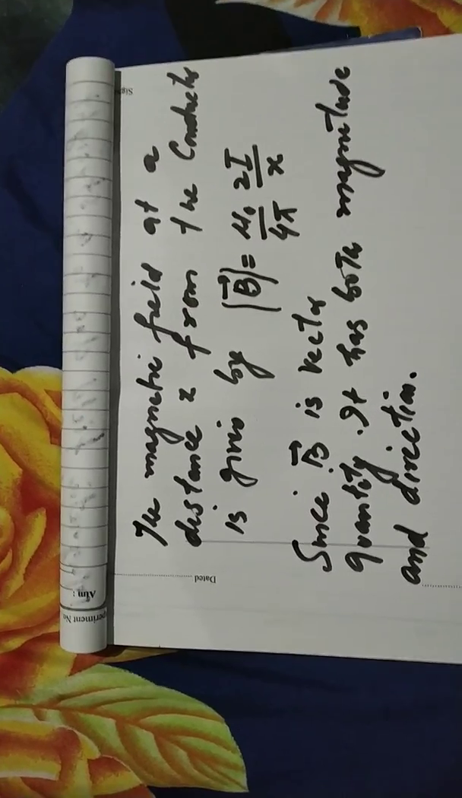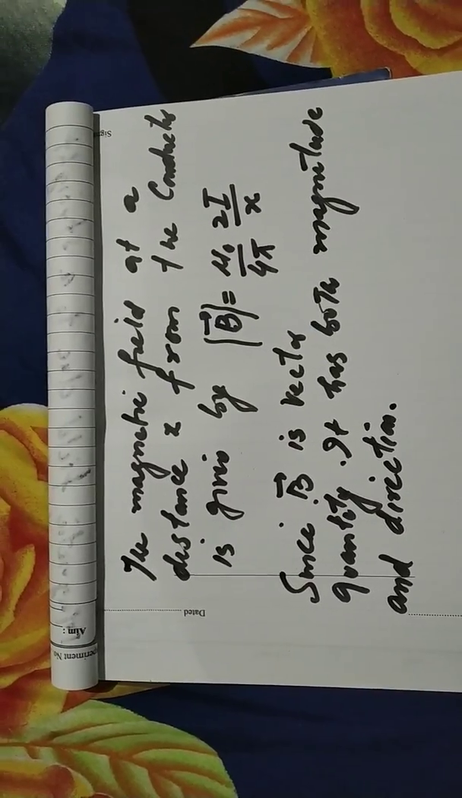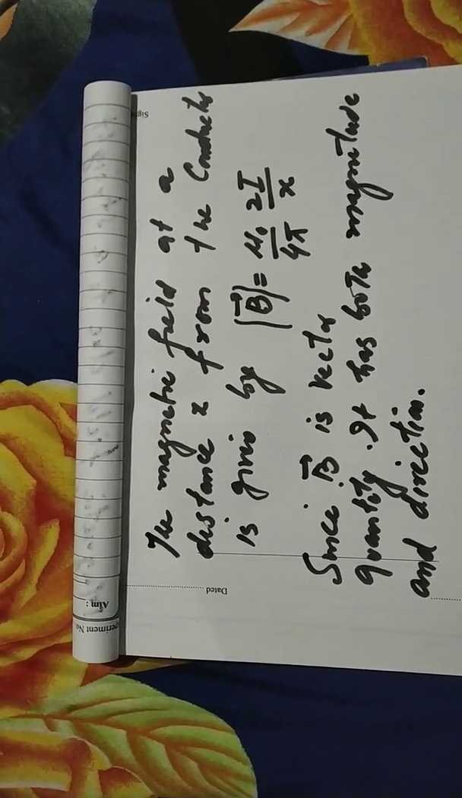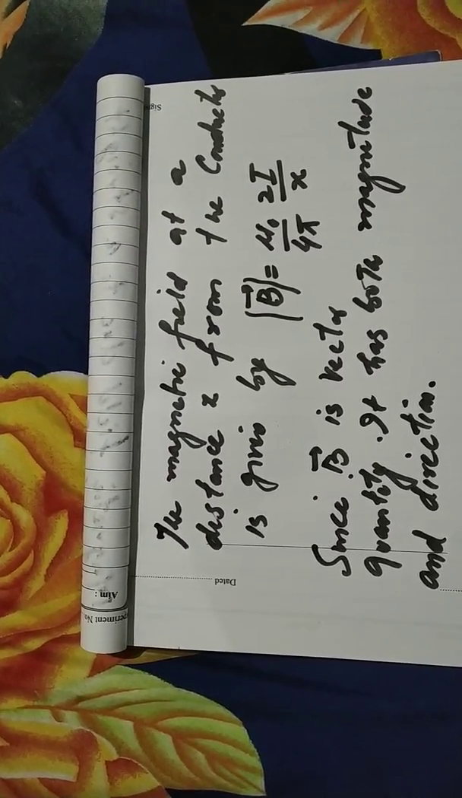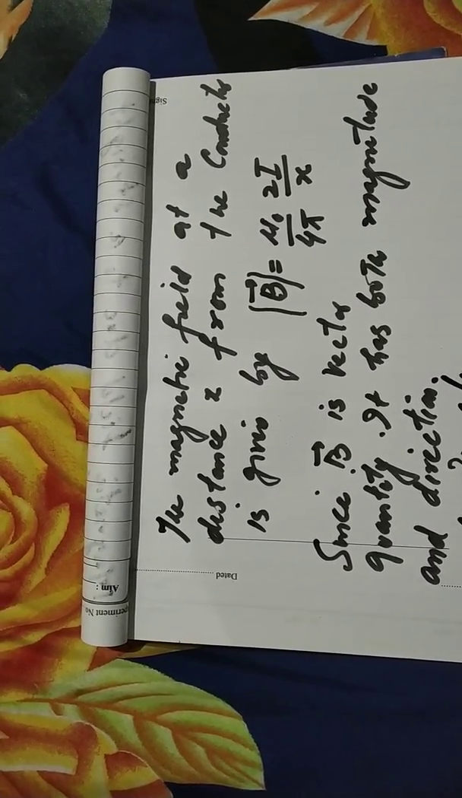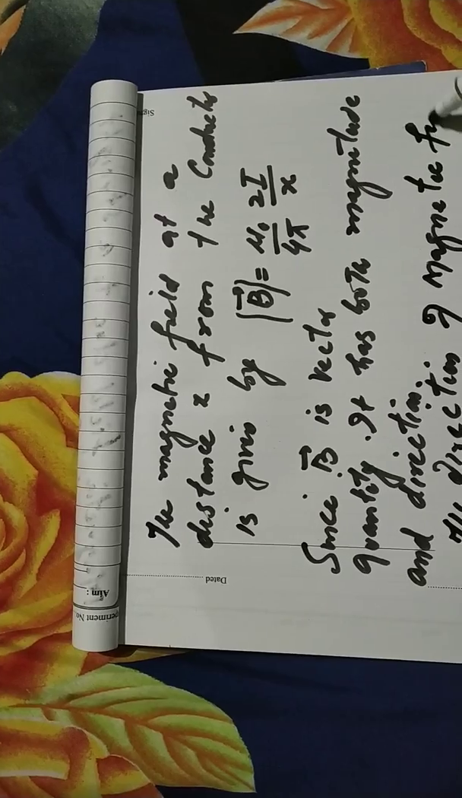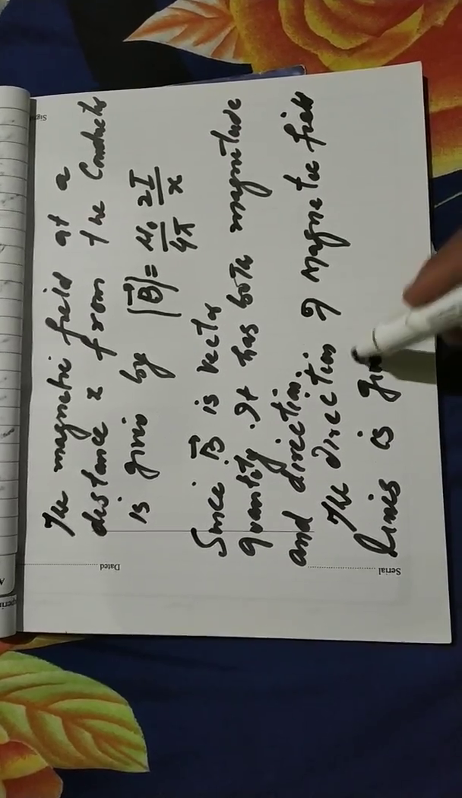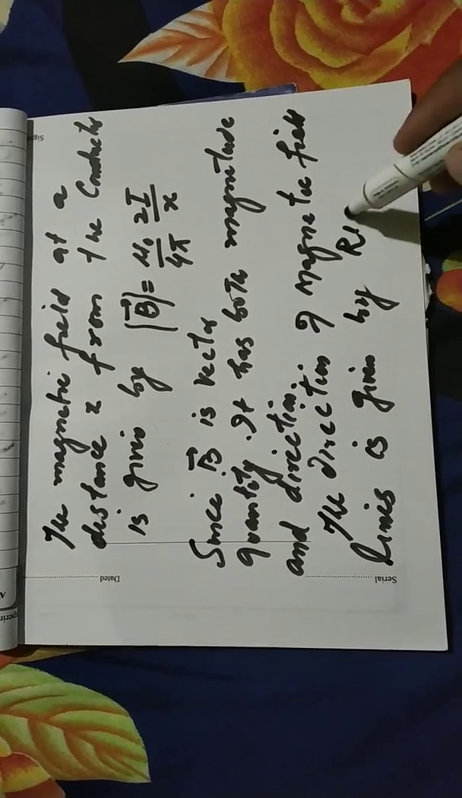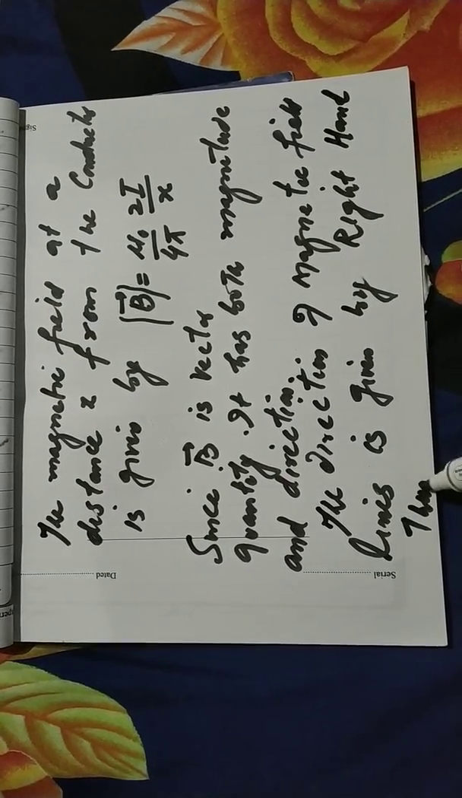Since these are circular lines, or concentric circles, the direction of these concentric circles will be either clockwise or anti-clockwise. In order to find the direction of these magnetic field lines, you have to remember that the direction of magnetic field lines is given by what is called the right hand thumb rule. So what do we mean by the right hand thumb rule?